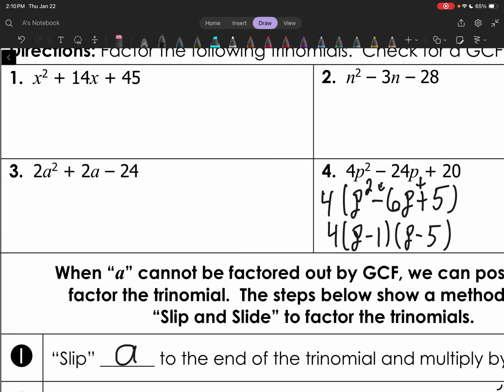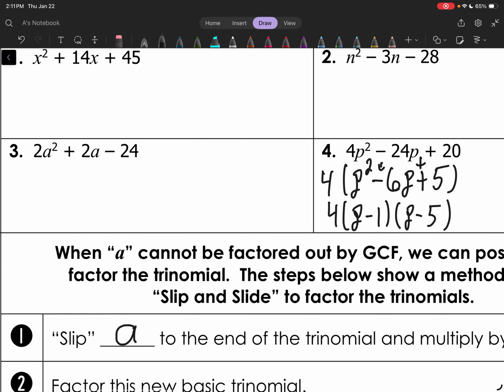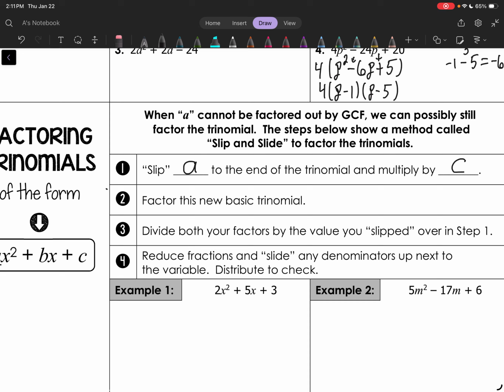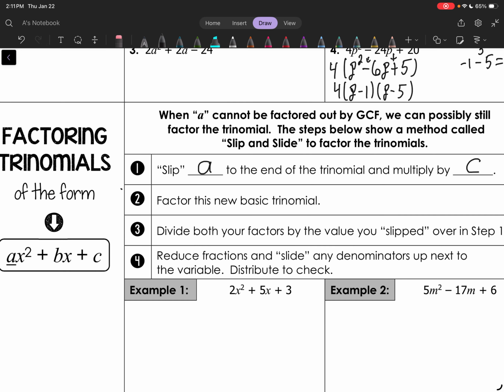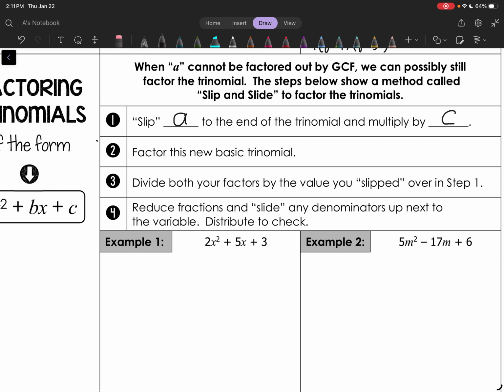Pause the video and try 1 through 3. If we cannot factor the a term out by a GCF, we have to do the slip and slide method to the trinomial to be able to factor. So we're going to multiply the a value to the c value and put that at the end. Factor that one. Once you have got the factored form, you have to divide by whatever you multiplied by at the very beginning.